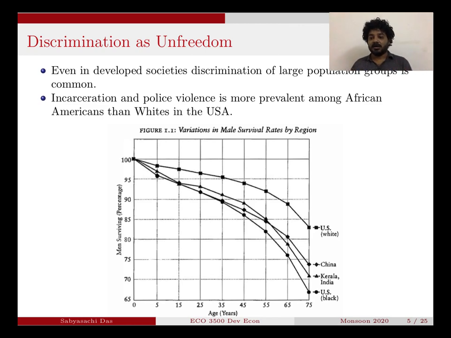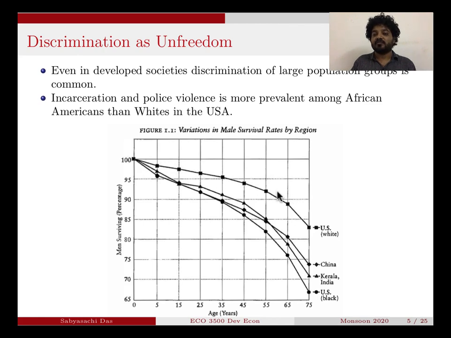Again, here the context I'm going to talk about is the United States, but now I'm not going to be talking about disadvantages faced by whites, but by African Americans. So in the graph you see, this is again from Amartya Sen's book Development as Freedom. He's plotting the mean survival rate at various ages.